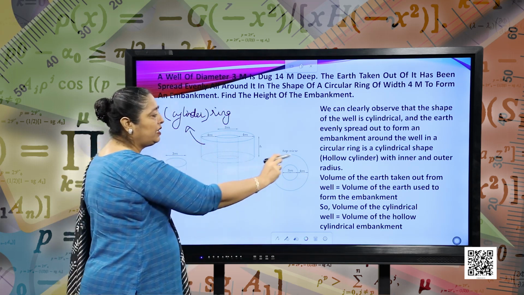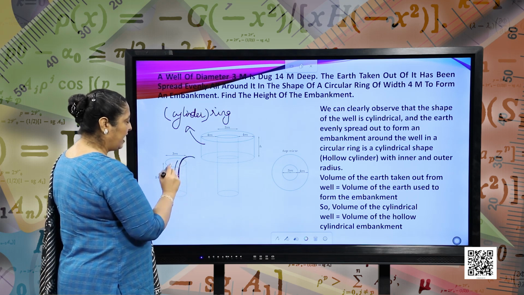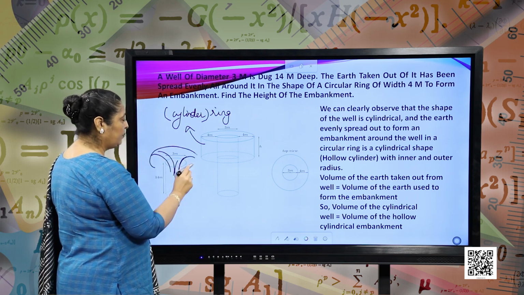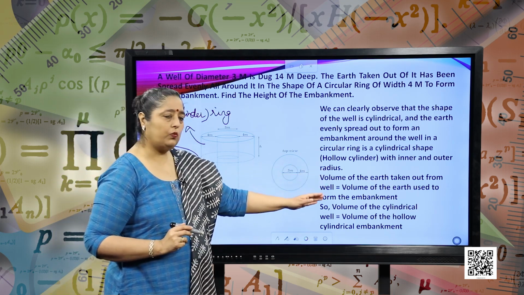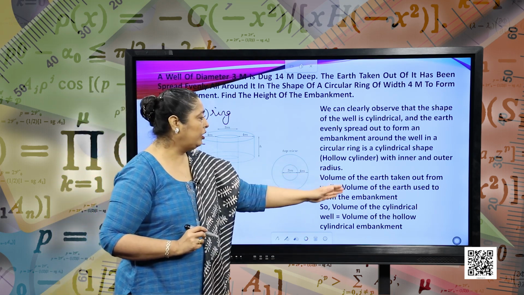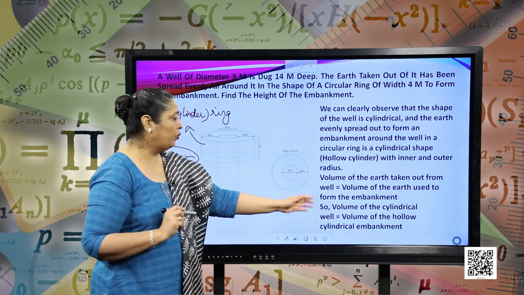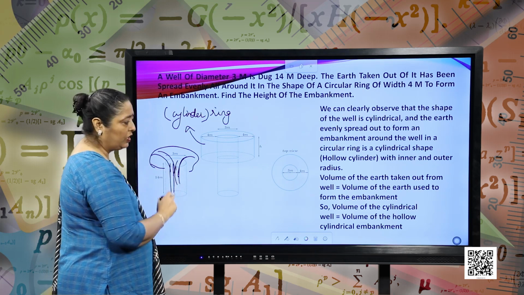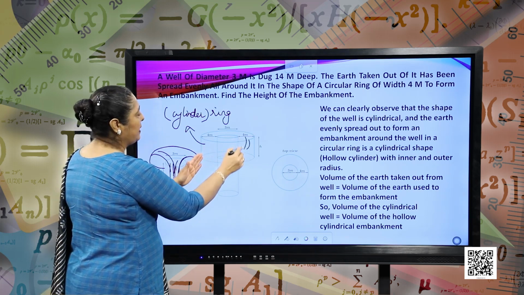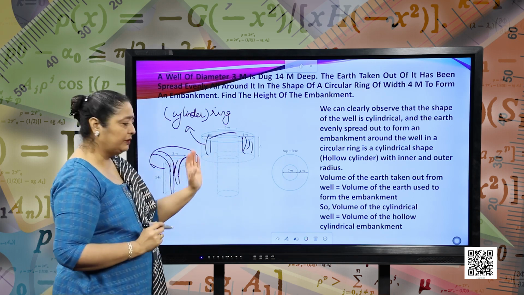So, volume of the earth taken out from the well, spread evenly here, will be equal to volume of the earth used to form the embankment. So, volume of the cylindrical well will be equal to volume of this embankment. Both these volumes are equal.